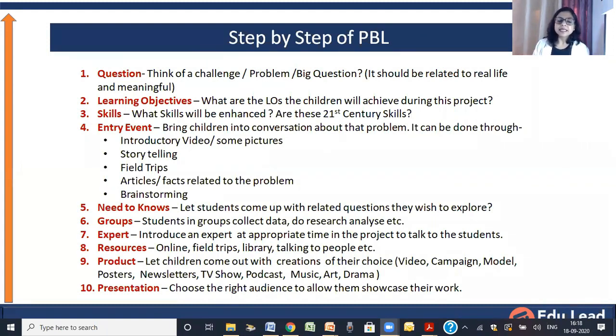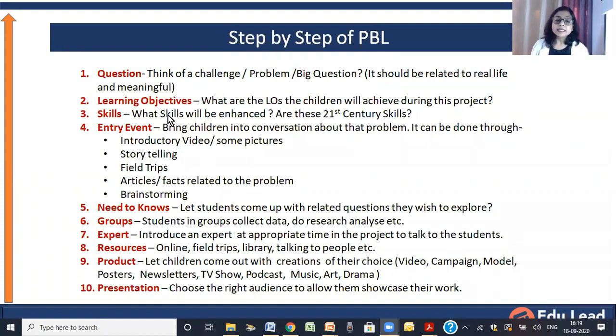So the first thing is that you need to have a question with you. One very solid, strong question has to be there, or a problem. So think of a challenge or a problem or a big question, but please see that it is related to real life and meaning. That's very important. That's the beginning, the starting point.